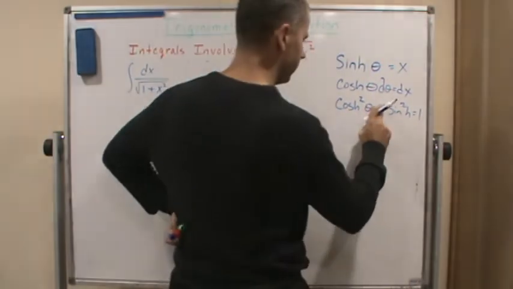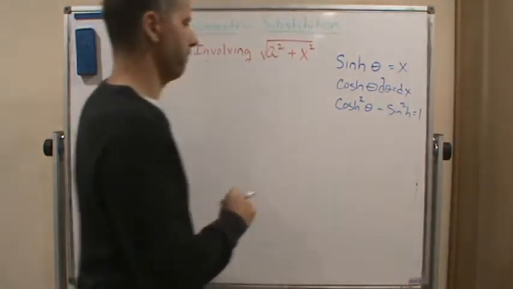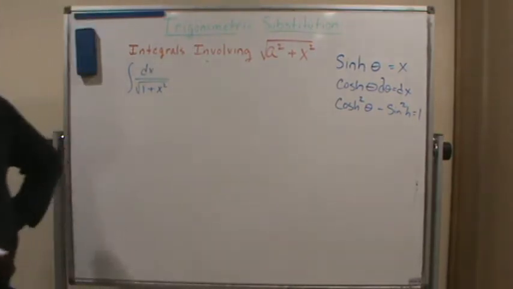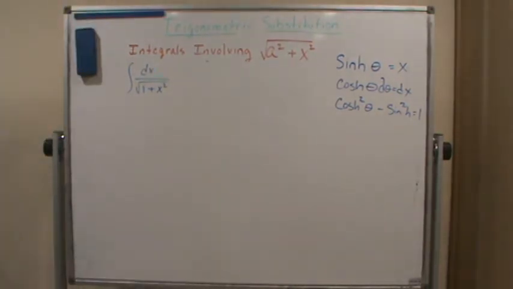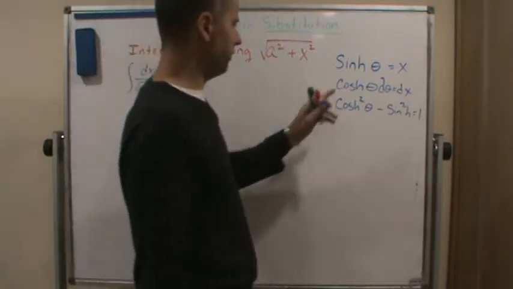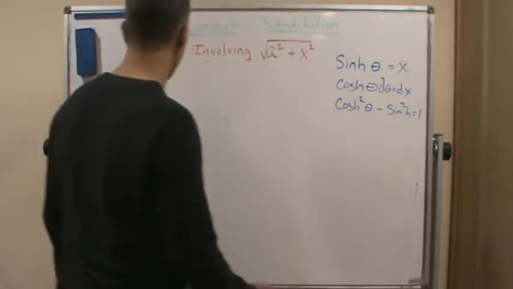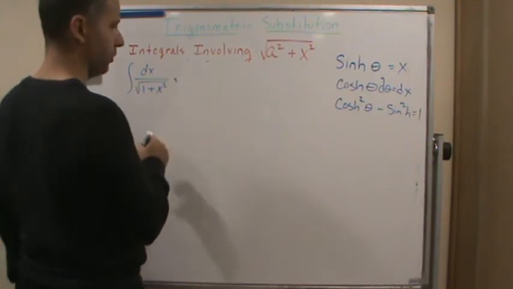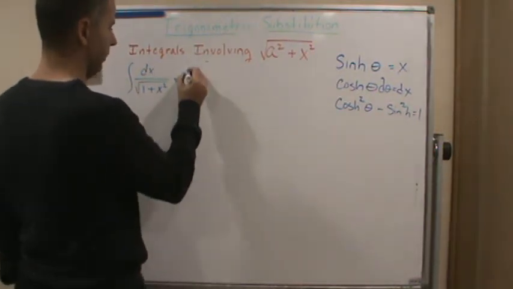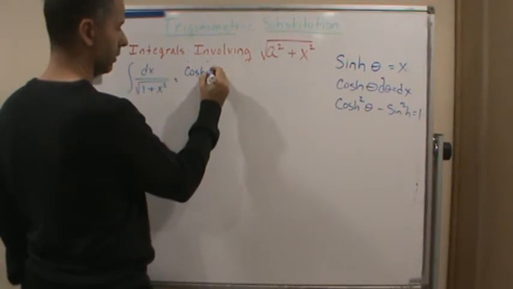Oh, I'm sorry, this is minus. So we know that we have these facts. Okay, so we're going to use these to solve. I'm going to substitute in here, and then we're going to use these. Now if I substitute in, dx is going to give me this.